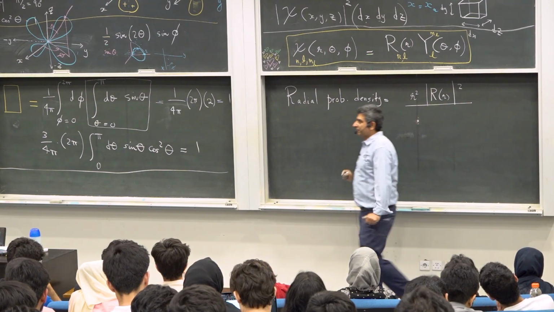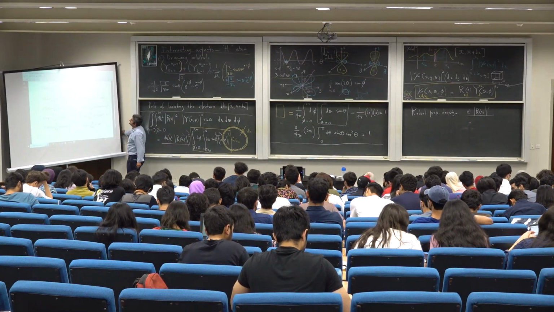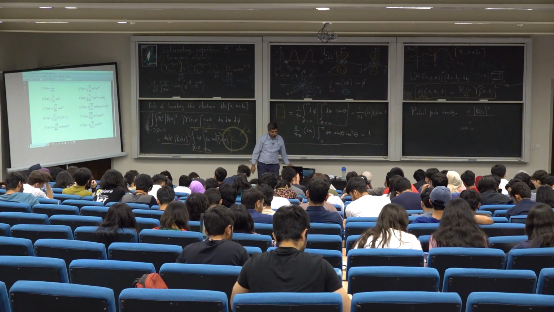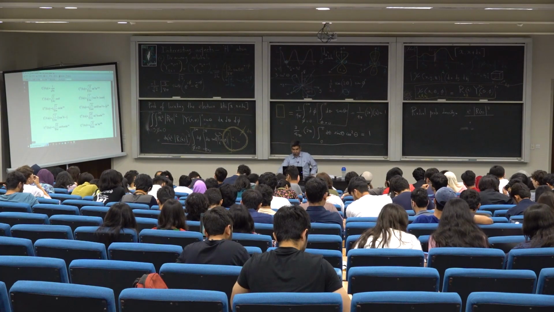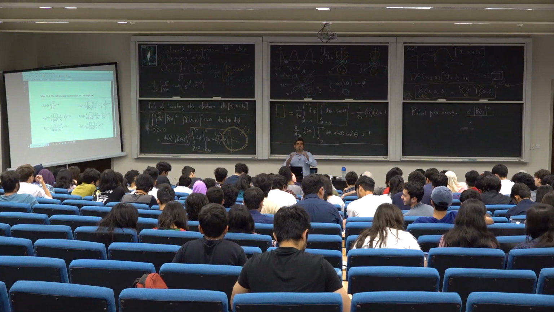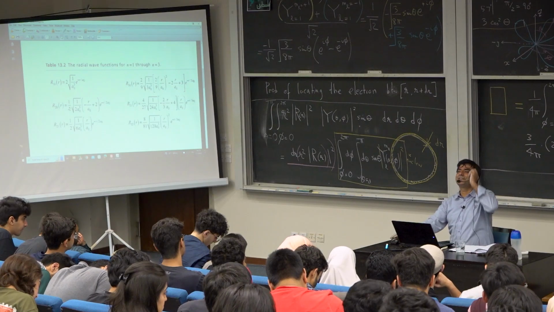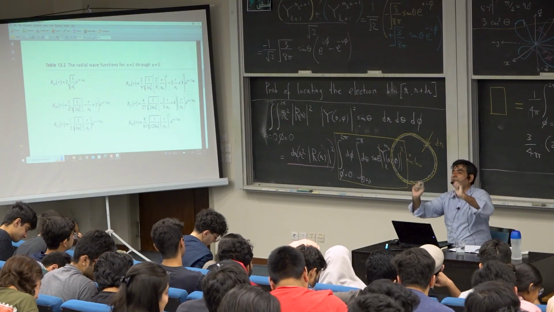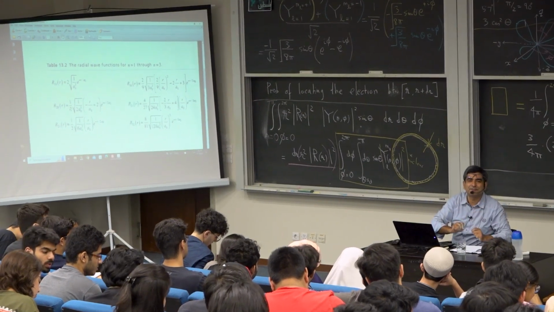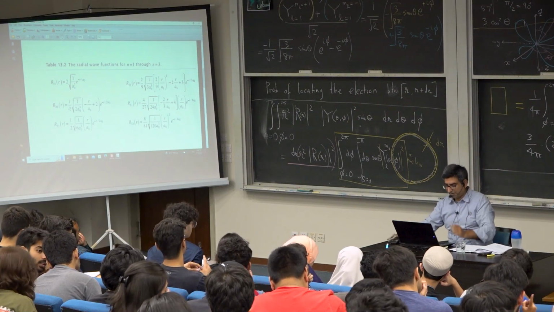So let's try to plot this. I'm going to take the radial wave functions. Where are my glasses? So these are the radial wave functions. I need to take the modulus square of these, multiply each one of them with small r square, and plot it and see what it looks like. So let's first consider the 1s orbital.